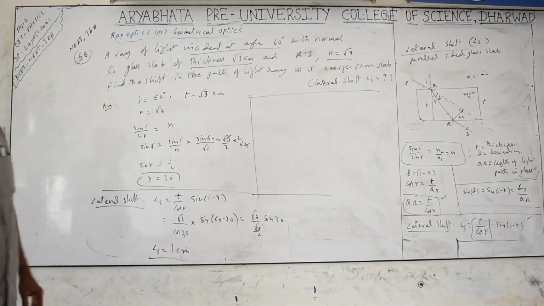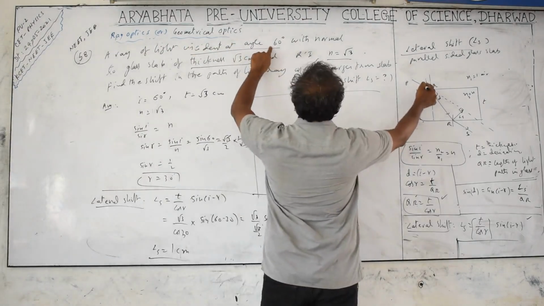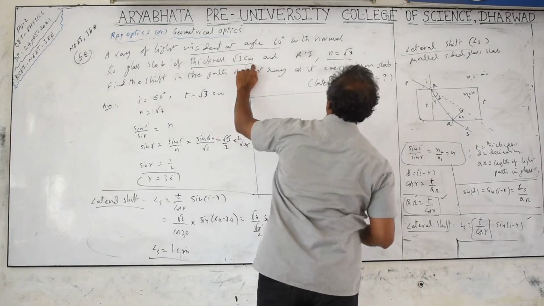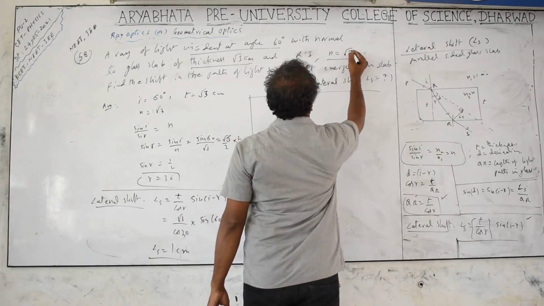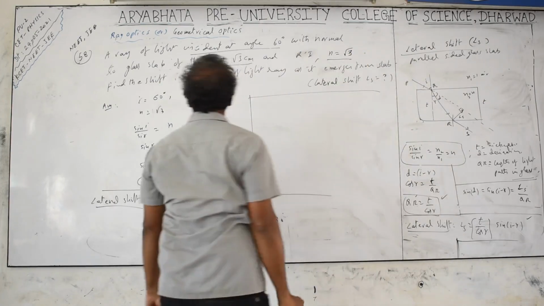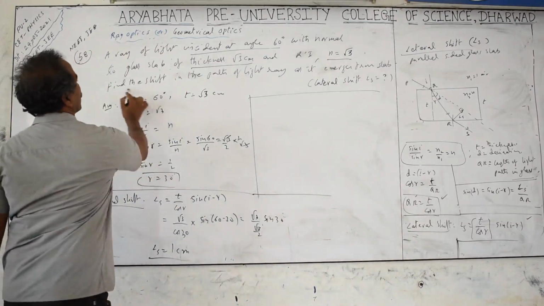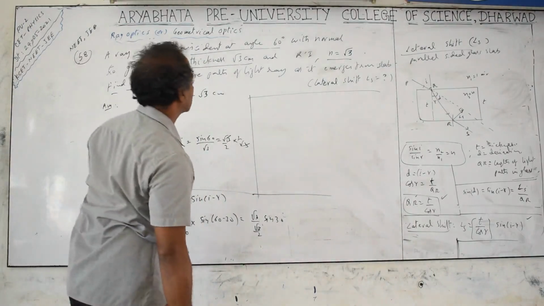Next, in this question, they say a ray of light is incident at an angle of 60 degrees, which is normal to a glass slab of thickness root 3 centimeters, and the refractive index of the material is also root 3. Find the shift in the path. They didn't mention what kind of shift, but it is supposed to be the lateral shift. Find the shift in the path of the light ray as it emerges from the slab. That means the lateral shift is how much?